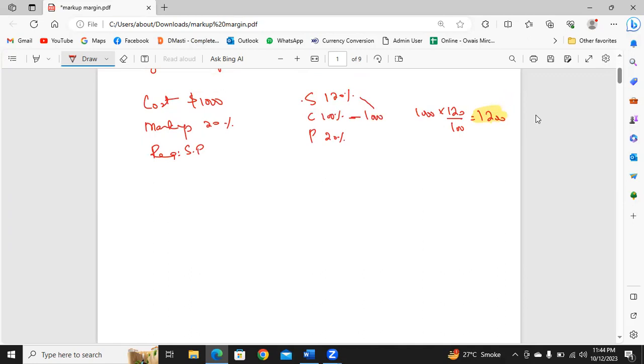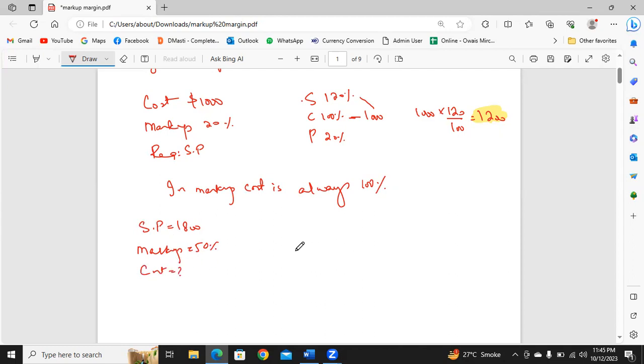Now, remember one thing: in markup, cost is always 100%. Now, next example. Selling price is 1800. Markup is 50%. Now they are asking for the cost. That cost is equivalent to how much?